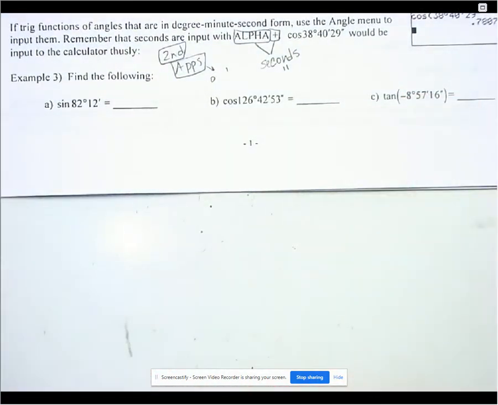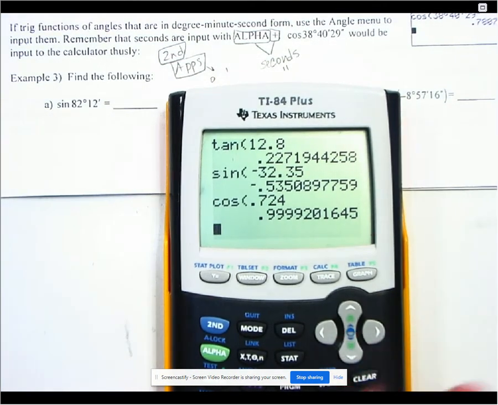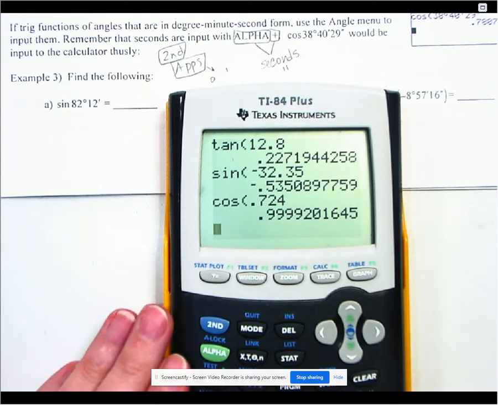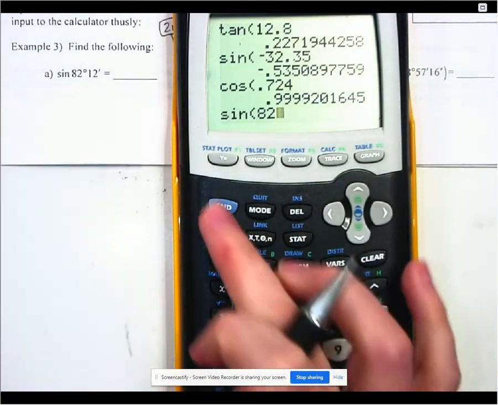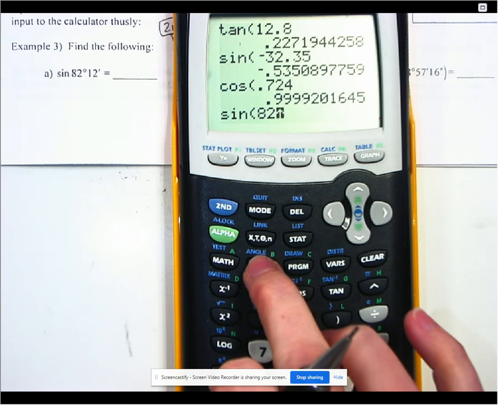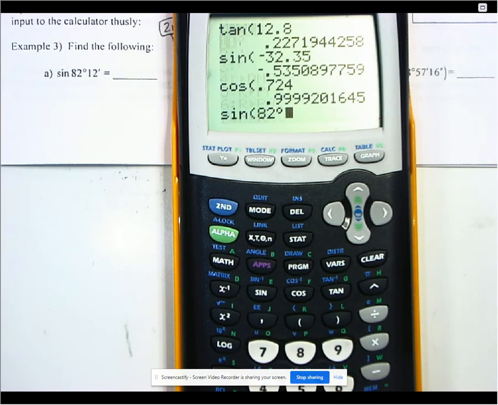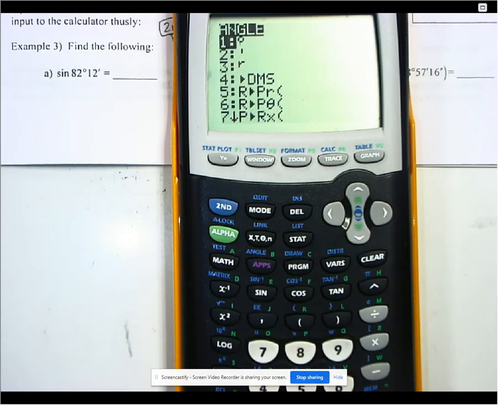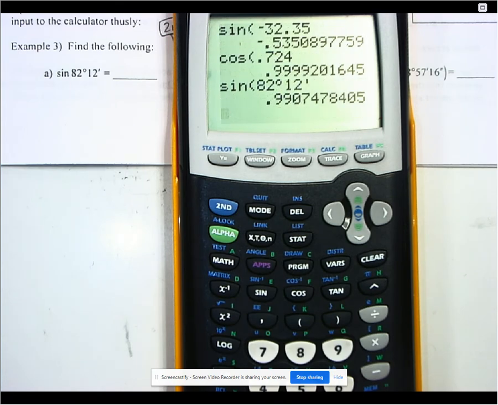Okay, so we want to be in degrees because this angle is in degrees. So you would read that angle 82 degrees, 12 minutes. So we want to find the sine of 82. Right, and then to get degrees, we're going to do second and then apps because it says angle right above there. It gives us some angle things. And degrees is number 1. And then 12. And then second, apps. And then minutes is number 2. And we just write down our decimal.